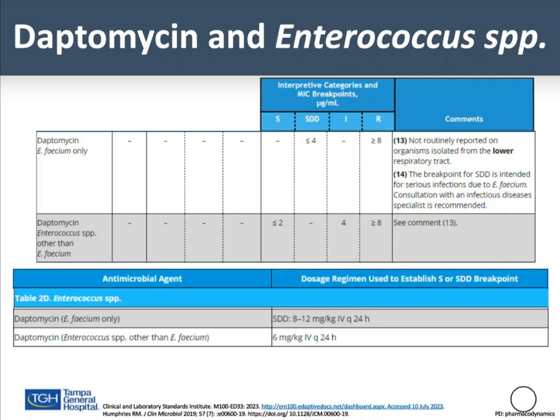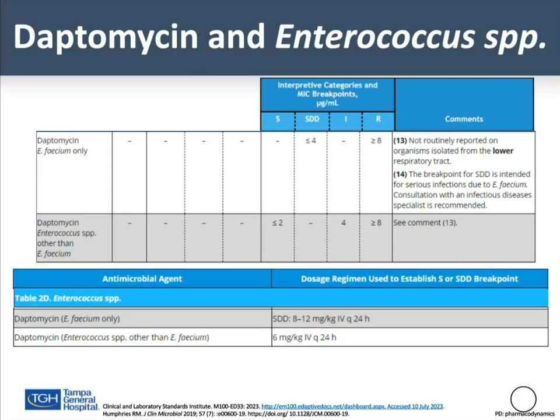So from CLSI, the susceptible dose-dependent breakpoint is based on dosing of 8 to 12 mg per kg per day. So if you have a patient with an invasive Enterococcus faecium infection, and you're waiting on your MICs, you may want to be dosing at that higher end of the range, because more than likely, especially if you're seeing trends in higher MICs at your institution, you're probably going to be seeing an MIC of 2, 3, or 4 right off the bat, without even any dapto exposure.